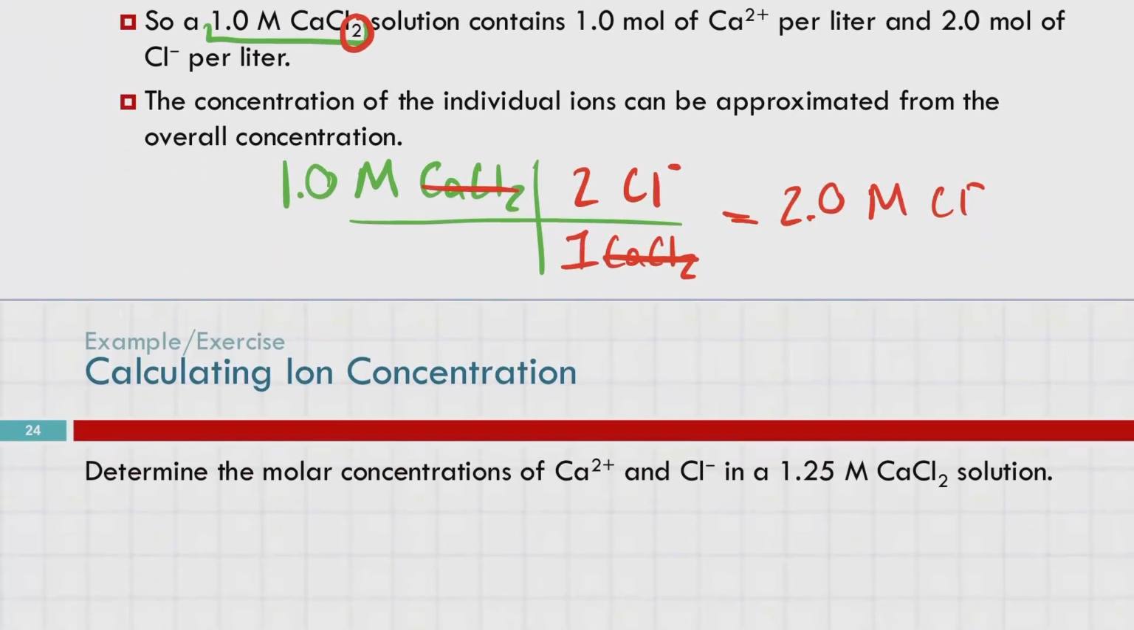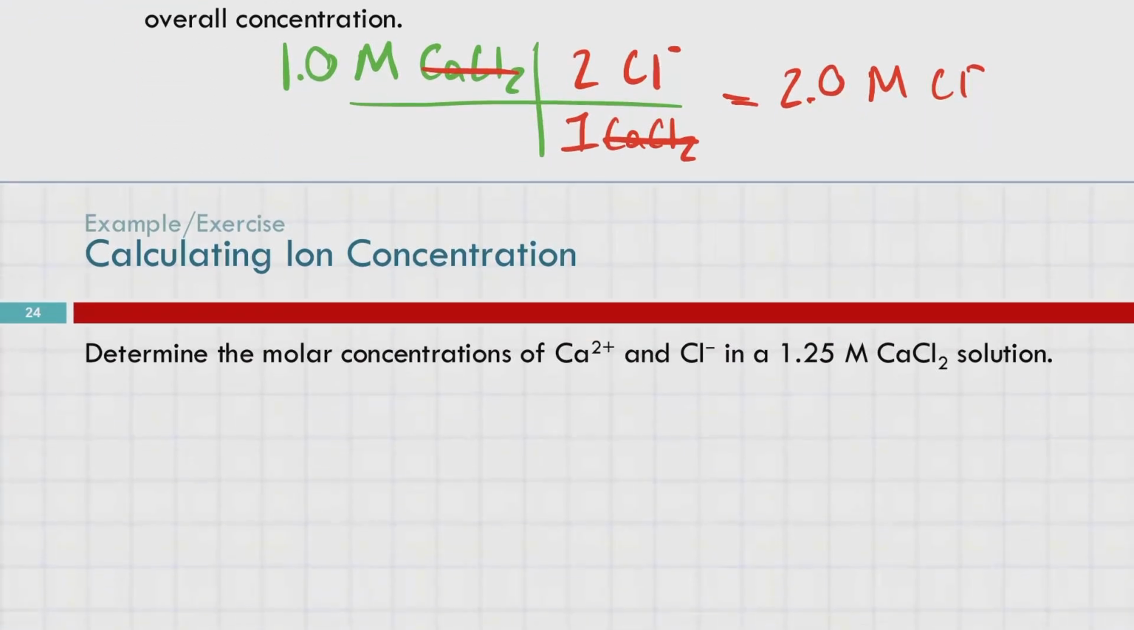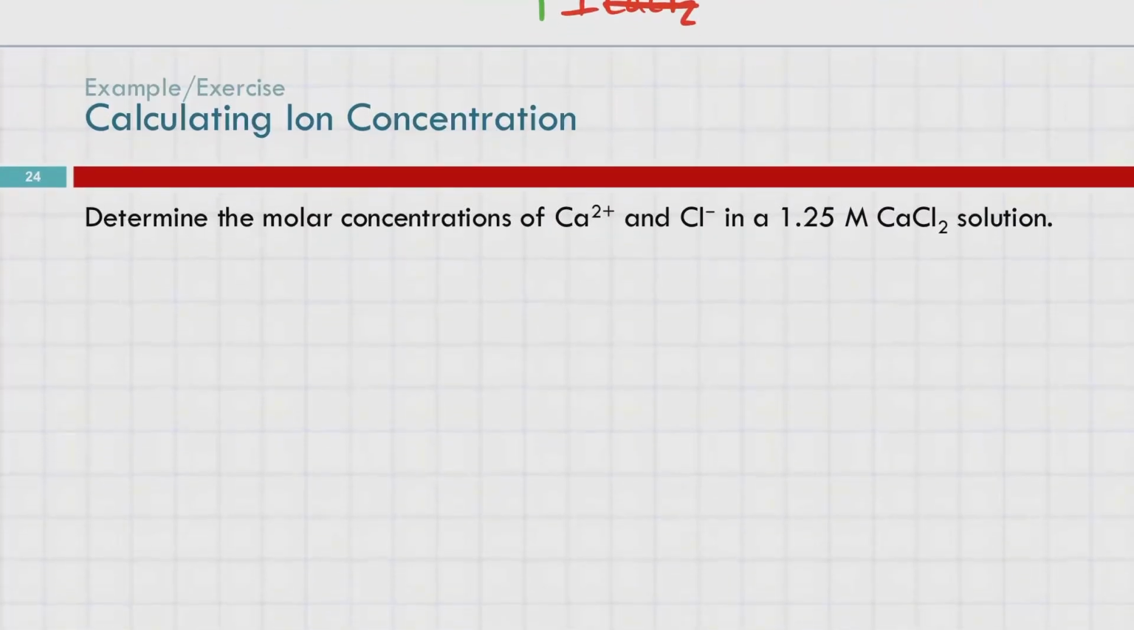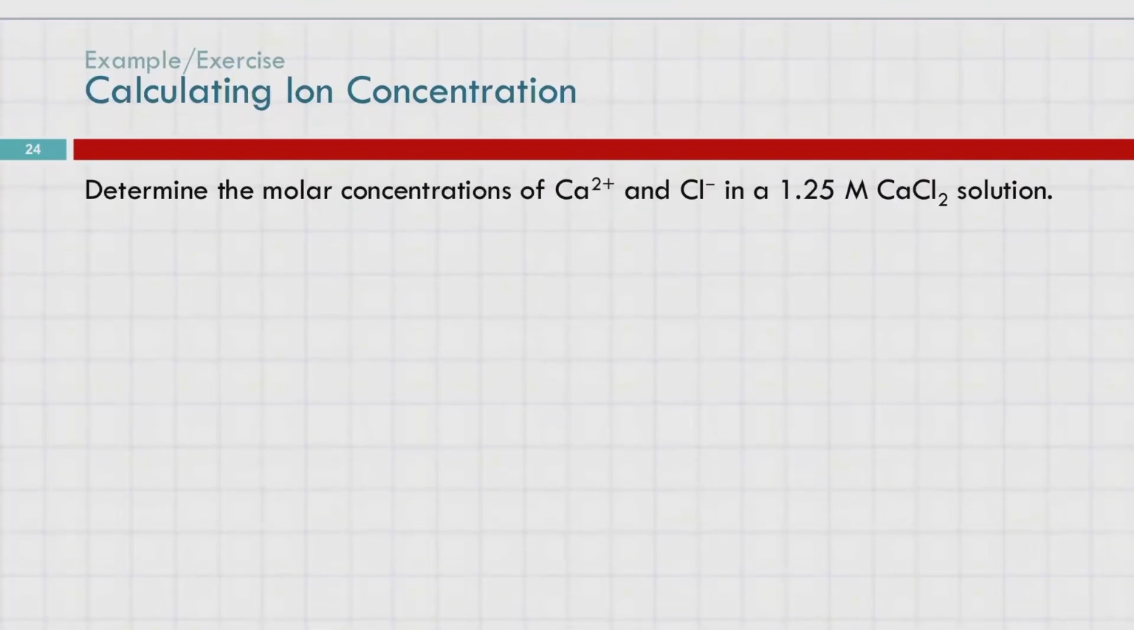We're adding on. All right, determine the molar concentrations of calcium and chloride in a 1.25 molar calcium chloride solution. For those of you quick with mental math, you may already be done.